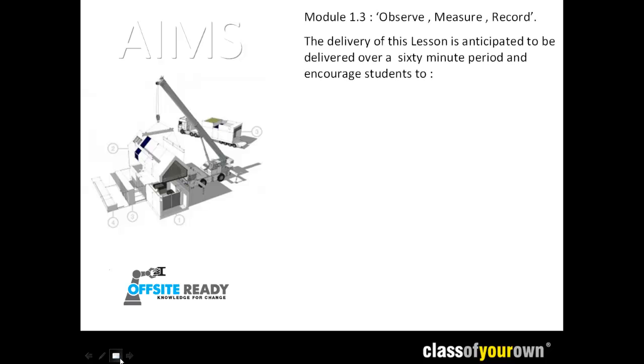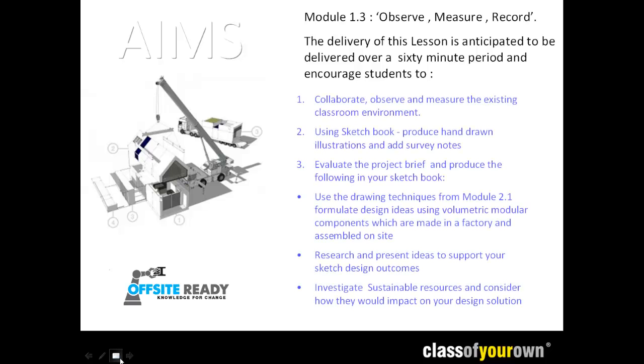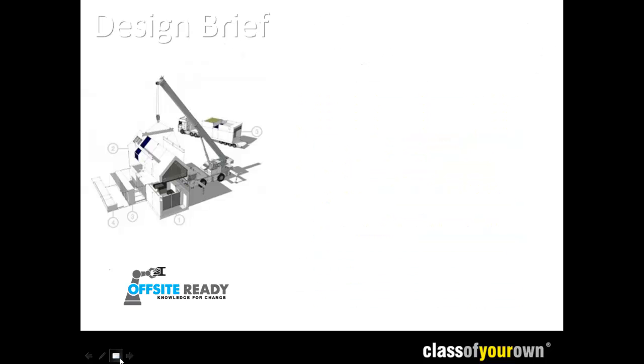So let's just stay with module 1.1, observe, measure, record. The principle behind this is for the students to collaborate, observe and measure the existing classroom environment. By using the sketchbook, they can produce hand drawings and illustrations and add their survey notes. And this can then lead on to the second module, which is 2.1, where we talk about the techniques of how to draw and to communicate in 2D and 3D.